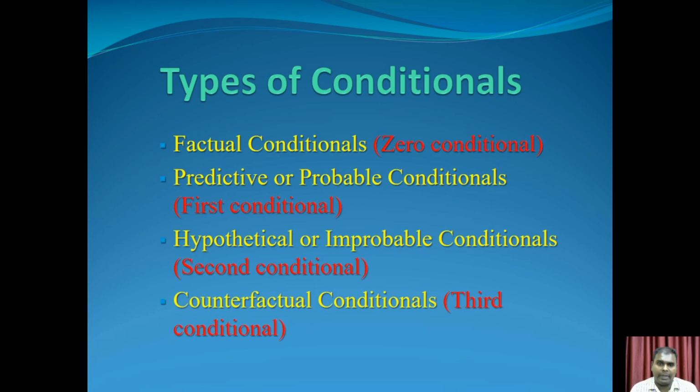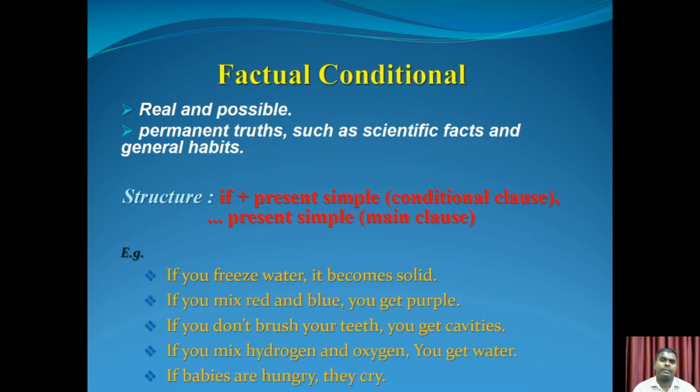There are different types of conditionals: factual conditional, predictive or probable conditional, hypothetical conditional, and counterfactual conditional. Let's check them out one by one. At first, it's the factual conditional. To express real and possible situations, we use the factual conditional. To express permanent truths, scientific facts, and general habits, we also use this factual conditional.